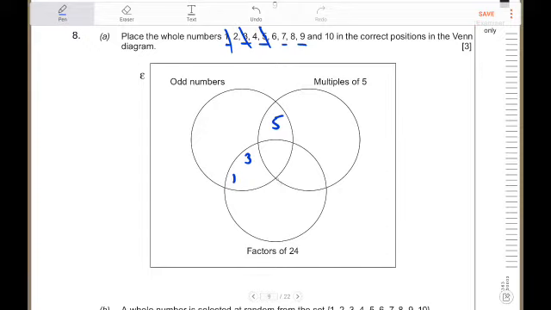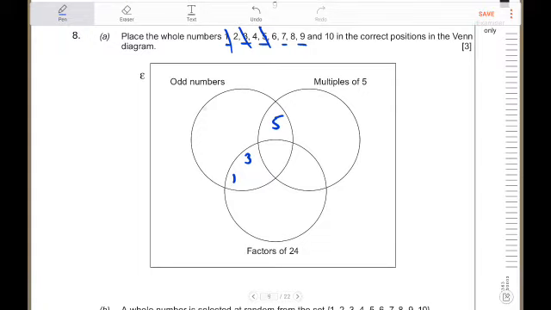Now the other overlap we look at is factors of 24 and multiples of 5. So the only multiple of 5 we've got left is 10, because the multiples of 5 are 5, 10, 15, 20 and so on. So I've only got 10 left as a multiple of 5. That's not a factor of 24. So nothing goes in this overlap here. Nothing up here is a multiple of 5 and a factor of 24.